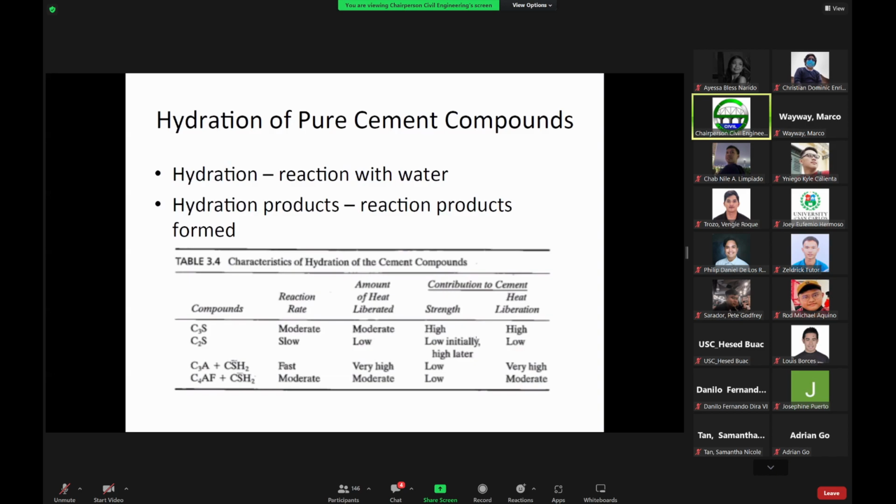So you'll see here that when it comes to strength, because the reaction of your C2S is slow, it's initially low strength gain, but then later on, as time goes by, the strength gets higher. So these two, the C3S and C2S, contribute most of the percentage by weight for all types of your ordinary Portland cement. Remember, these two are approximately 75% of your ordinary Portland cement. It is these two which contribute the most to the strength of your cement.